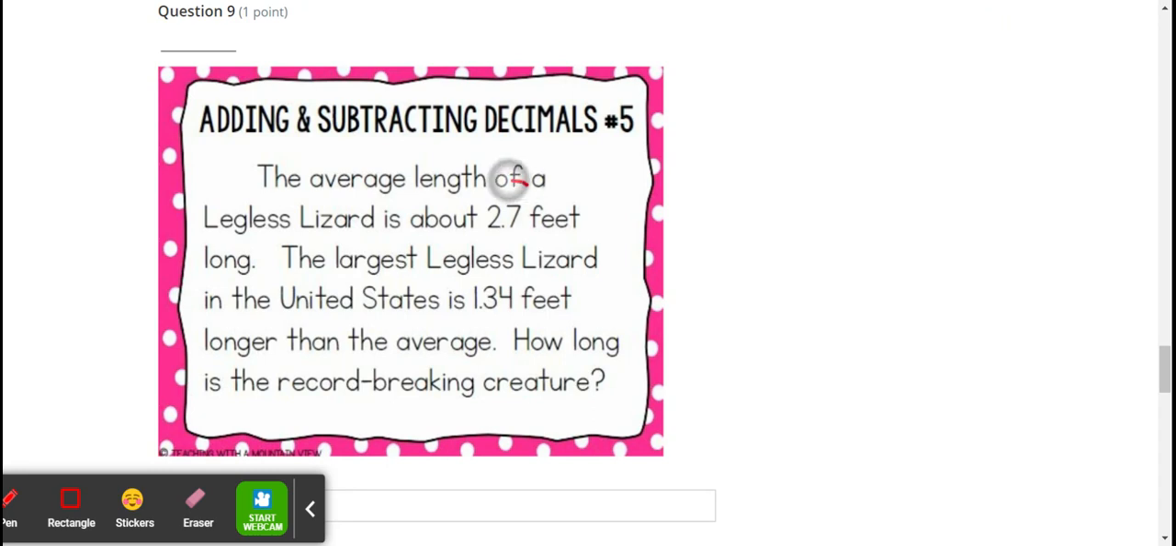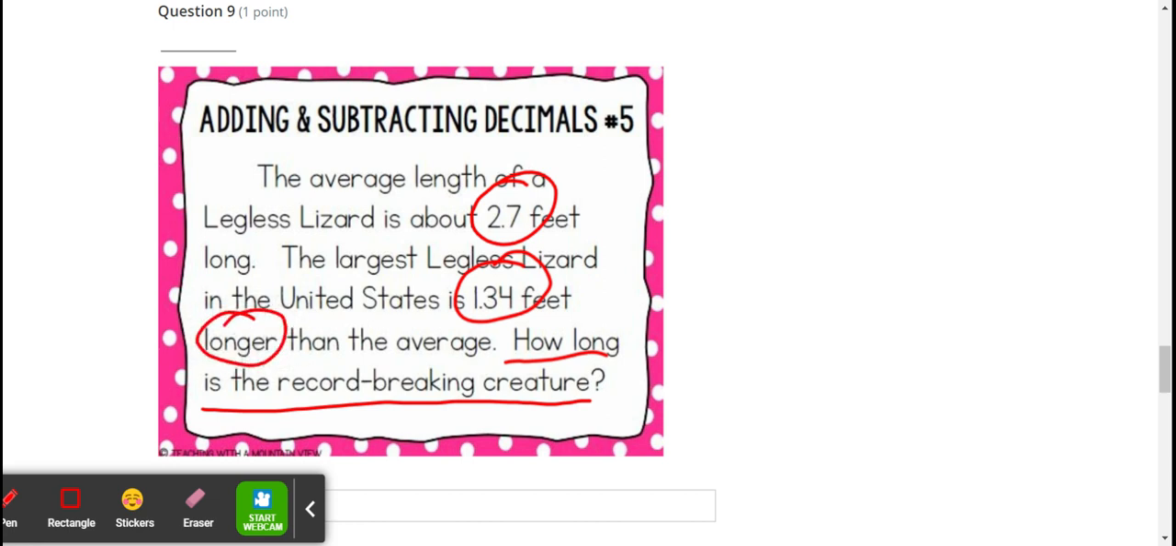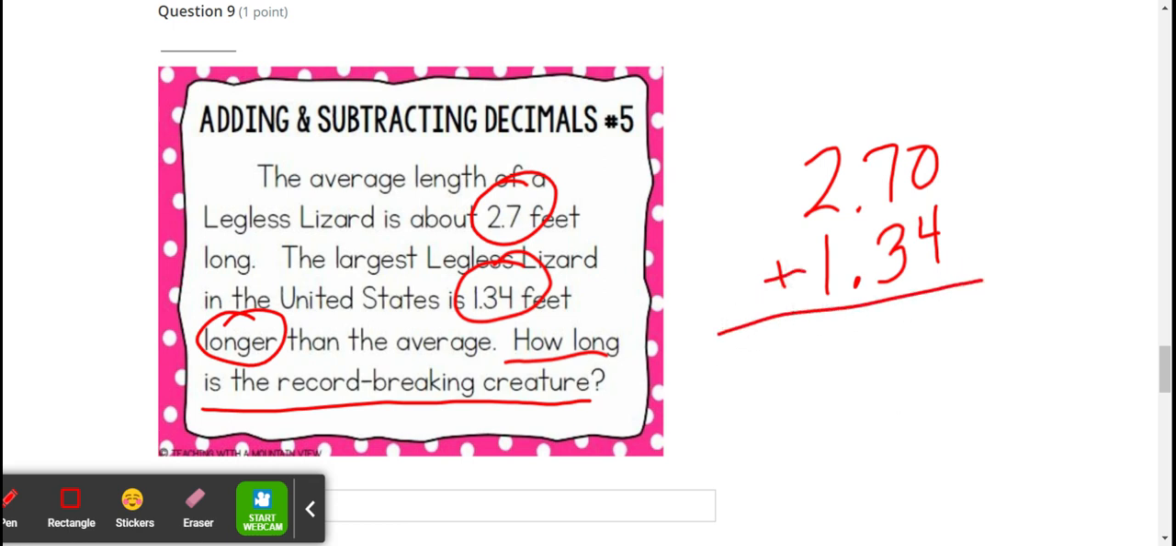Got the average length of a lizard. How long is the record-breaking creature? So this is longer than average. So we have 2.70, which is the average, and there's one that is longer than that. How much longer is it than average? We're going to add it to find the total. We've got 0 plus 4 is 4. 7 plus 3 is 10, carry the 1. Then we have 2 plus 2 more, which is 4. So it looks like it's just over 4 feet.